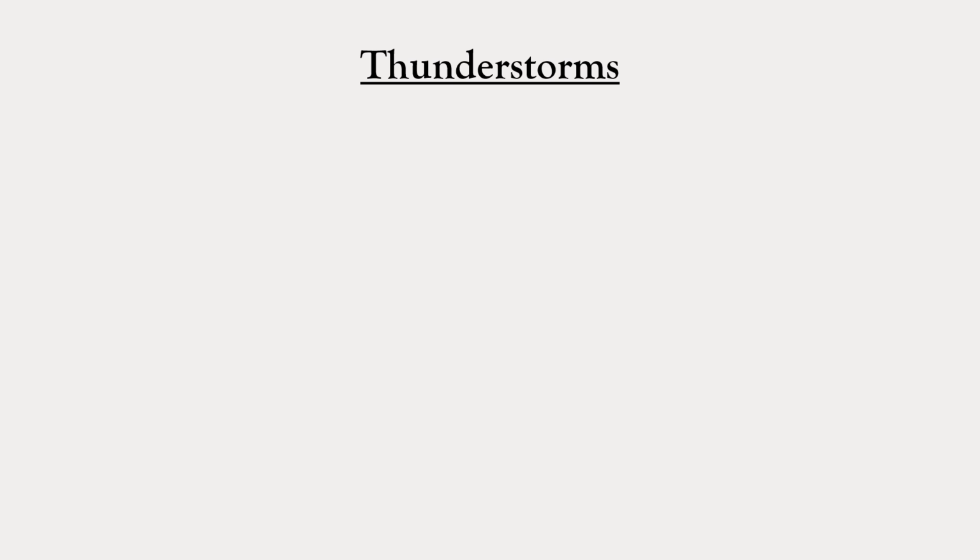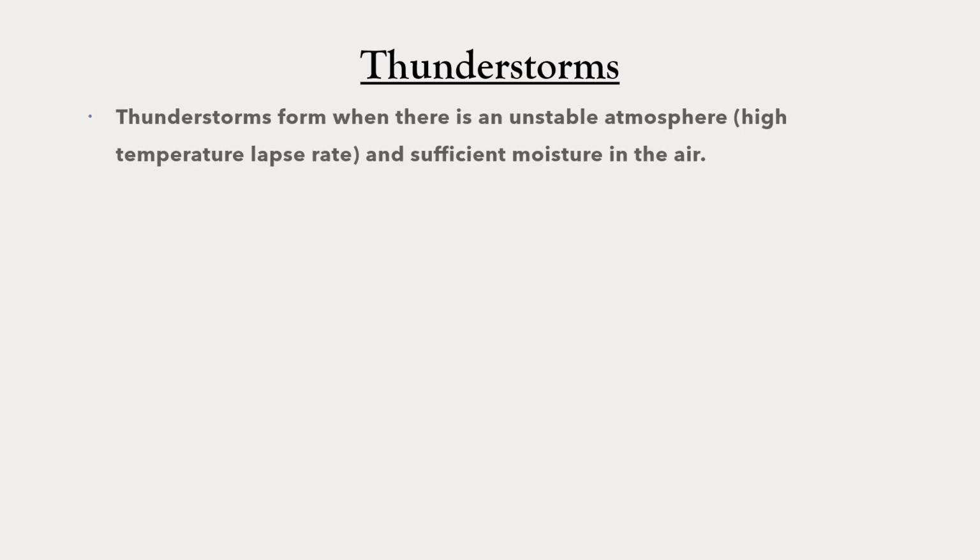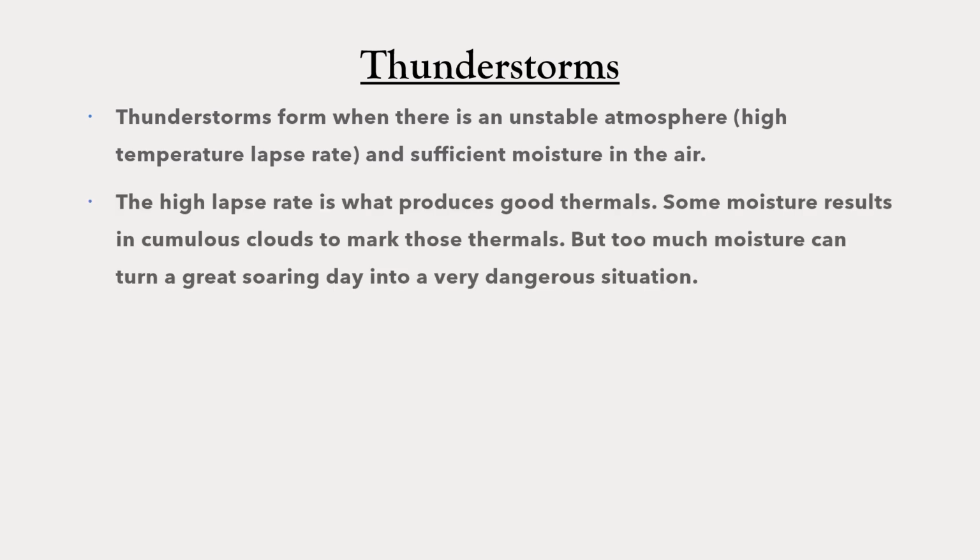Thunderstorms. These are something you definitely don't want to be messing with. Thunderstorms tend to form when there's an unstable atmosphere, a high temperature lapse rate, and sufficient moisture in the air. Unfortunately, some of the same things that produce good thermals are things that produce thunderstorms. So it's kind of a too much of a good thing situation.